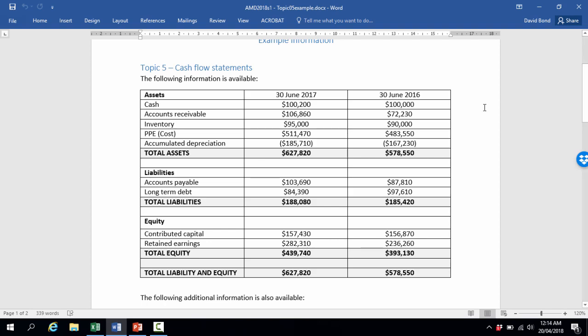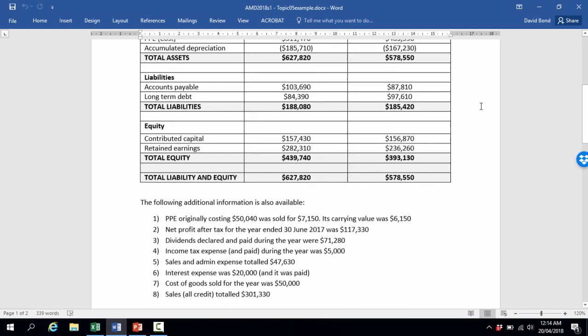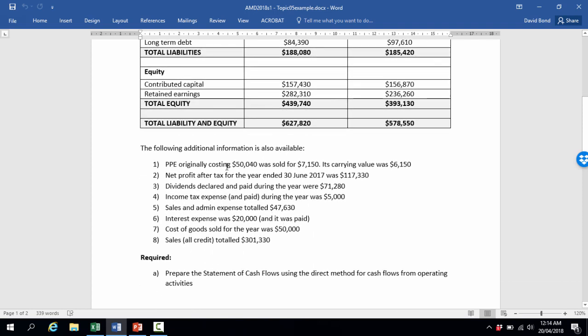In addition to the balance sheet, we also have a range of other information. We have information about property, plant, and equipment being sold, what the net profit was, what dividends were, what income tax was, sales and admin expense, interest expense, cost of goods sold, and the sales that took place. Now that information could be set out differently.